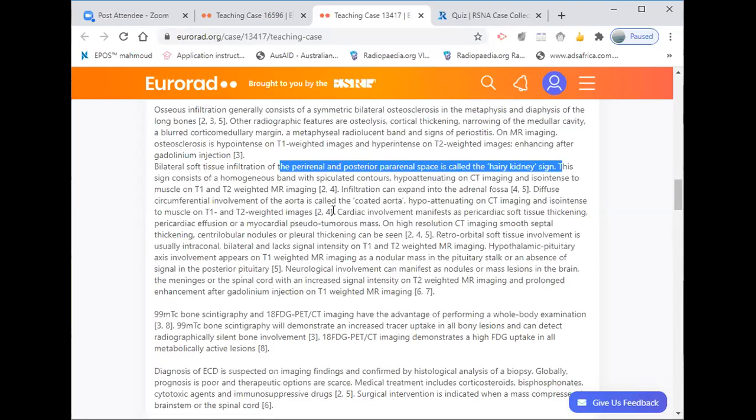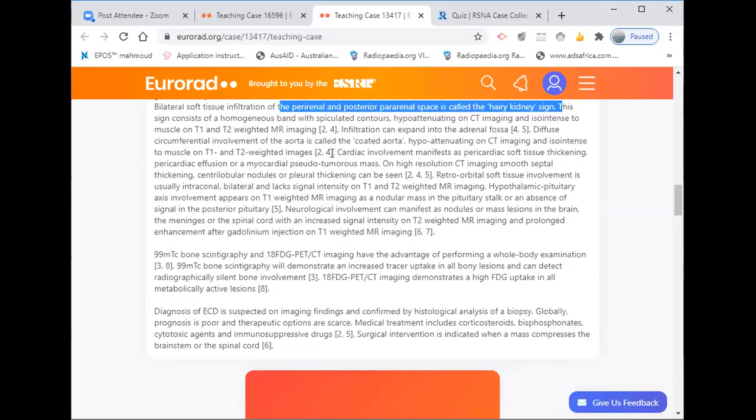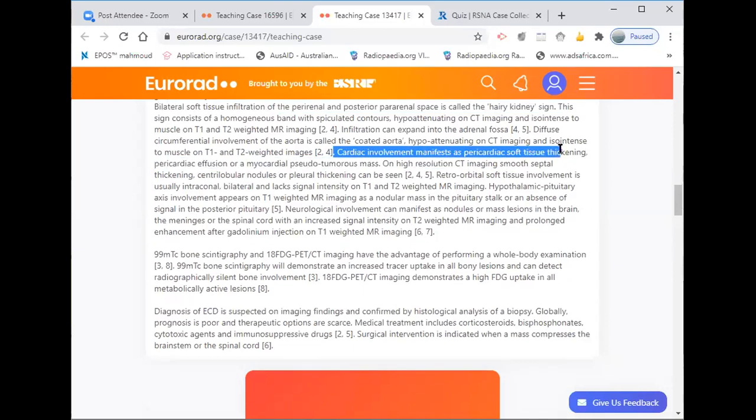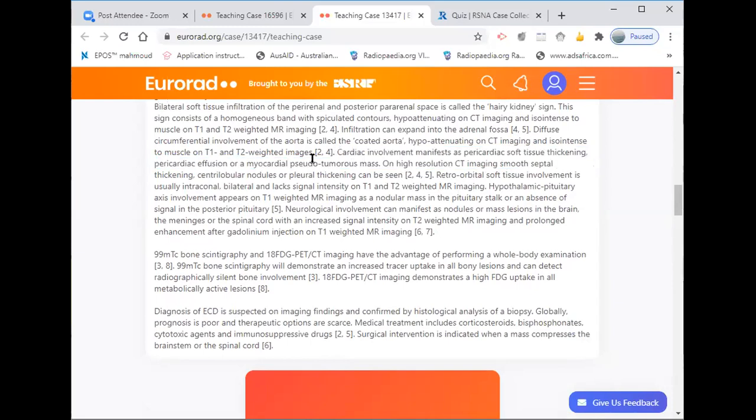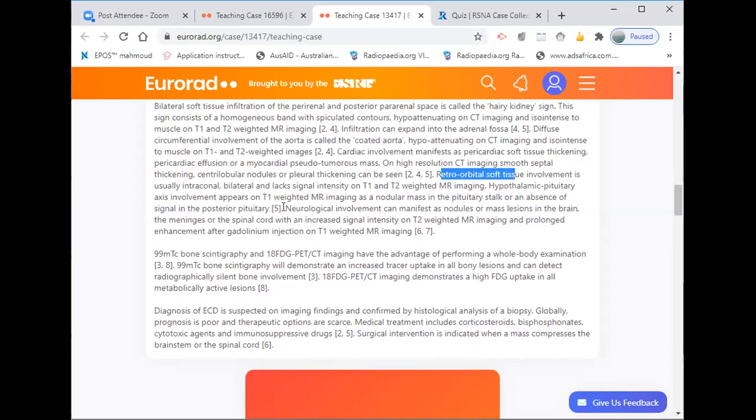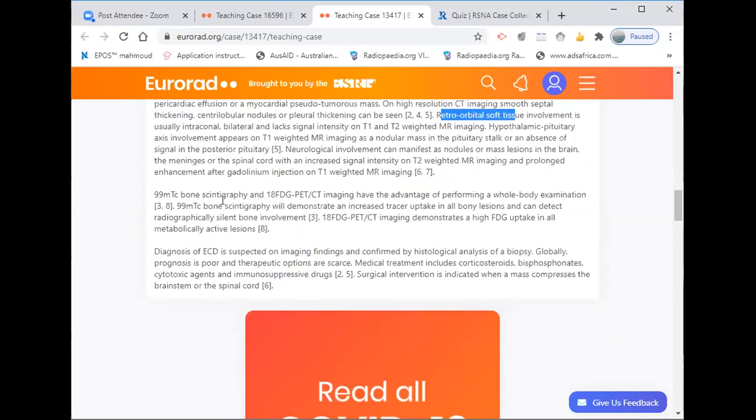Sure, lymphoma will be one of the good differentials in this case. Cardiac involvement can also happen: pericardial effusion, pseudotumoral mass, retroorbital. It is a bit tricky, but it's good to know.